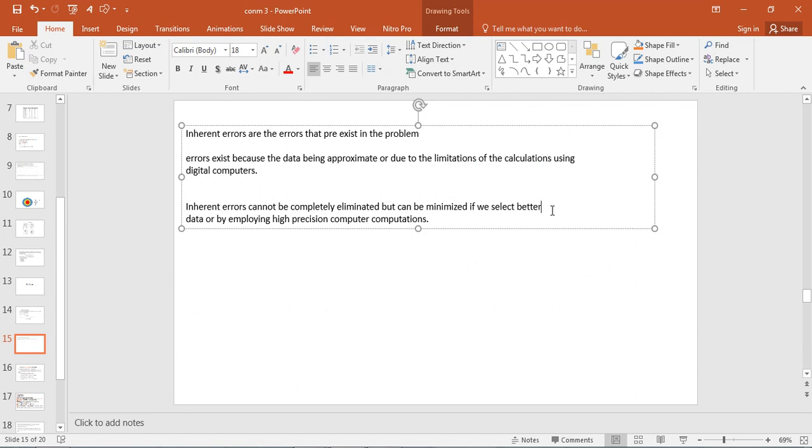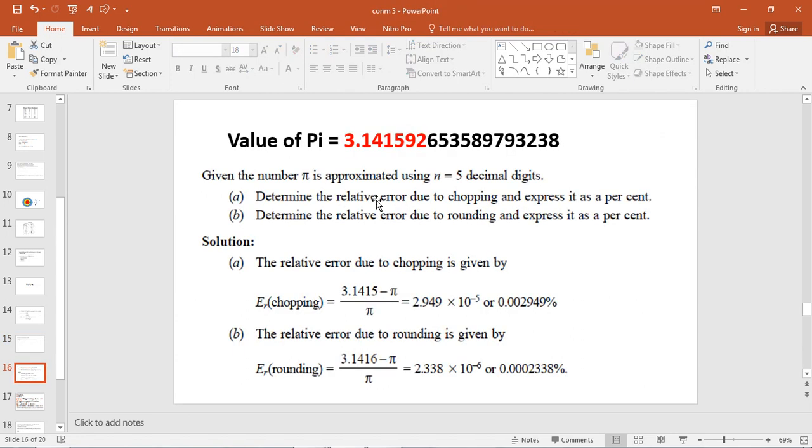If the data required needs to be more than 32-bit, in that case I will consider a 64-bit operating system and a machine. The data which I'm taking, I need to take it from reliable sources, isn't it? So these are the things which we can do in order to reduce the inherent error, but we cannot minimize it completely.